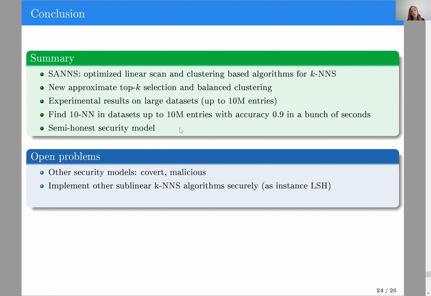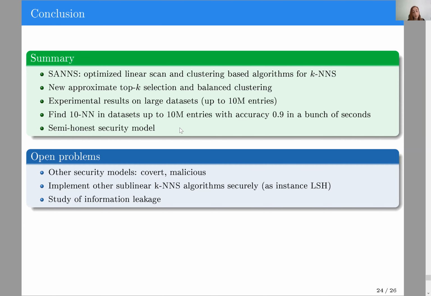The second open problem would be to try to use other techniques that are used in the literature for k-nearest neighbor search in SANNS. So we use a cluster-based algorithm, but it will be nice to see, for instance, how locality sensitive hashing will behave, which is largely used in the plaintext setting, or other primitives.